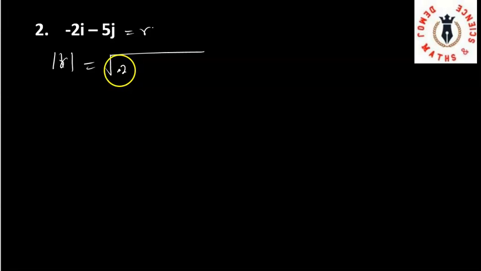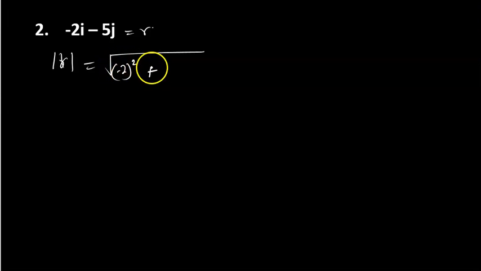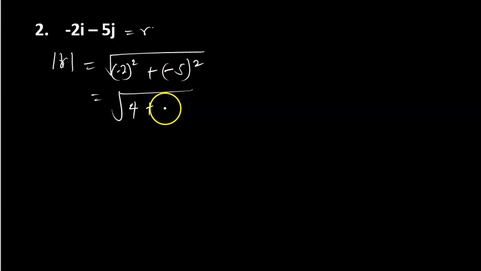Let's call this r once more, so that the modulus of r, we already know, will be the same thing as the square root of minus 2 all squared plus minus 5 all squared, which is equal to the square root of 4, since the square of 2 is 4, plus the square of minus 5, minus times minus is plus, and the square of 5 is 25. That's the same thing as the square root of 29.